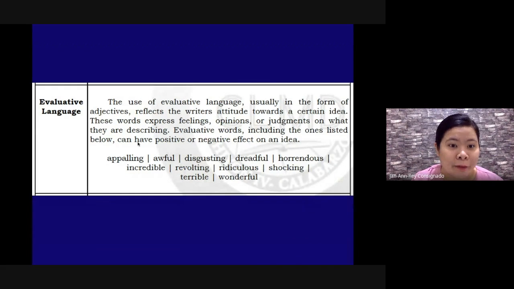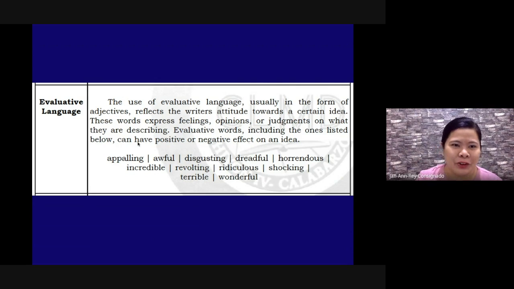How about evaluative language? The use of evaluative language, usually in the form of adjectives, reflects the writer's attitude towards a certain idea. These words express feelings, opinions, or judgments on what they are describing. Evaluative words, including the ones listed below, can have positive or negative effect on an idea. Okay? So what are the given examples here? Appalling, awful, disgusting, dreadful, horrendous, incredible, revolting, ridiculous, shocking, terrible, and wonderful.